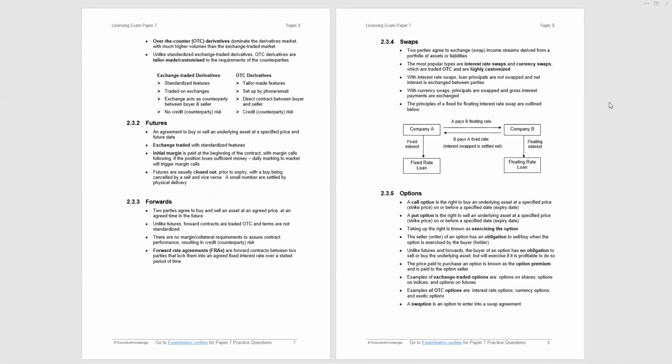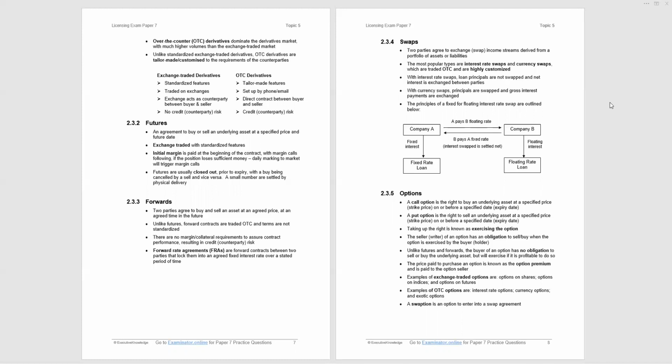2.3.2 looks at futures. Agreement to buy or sell an underlying asset at specified price. It's a standardized forward contract. They are exchange traded. You pay an initial margin, a good faith deposit, when you enter into a futures position. And there's daily mark to market with the possibility of margin calls. A margin call would be activated if you go below the maintenance margin level. And futures are usually closed out with an equal and opposite transaction. So if you've bought a future, you'll close out by selling.